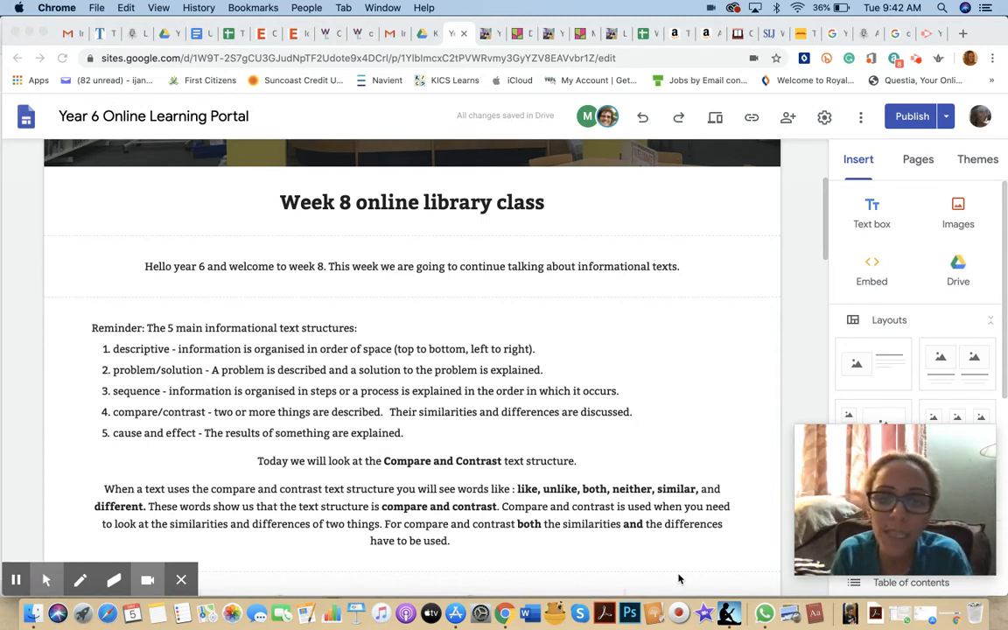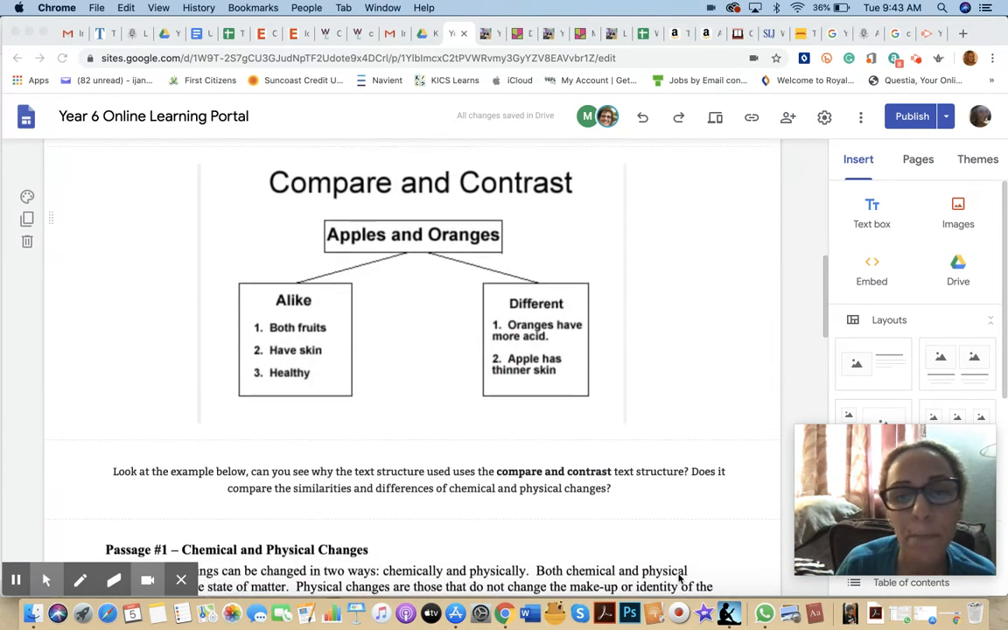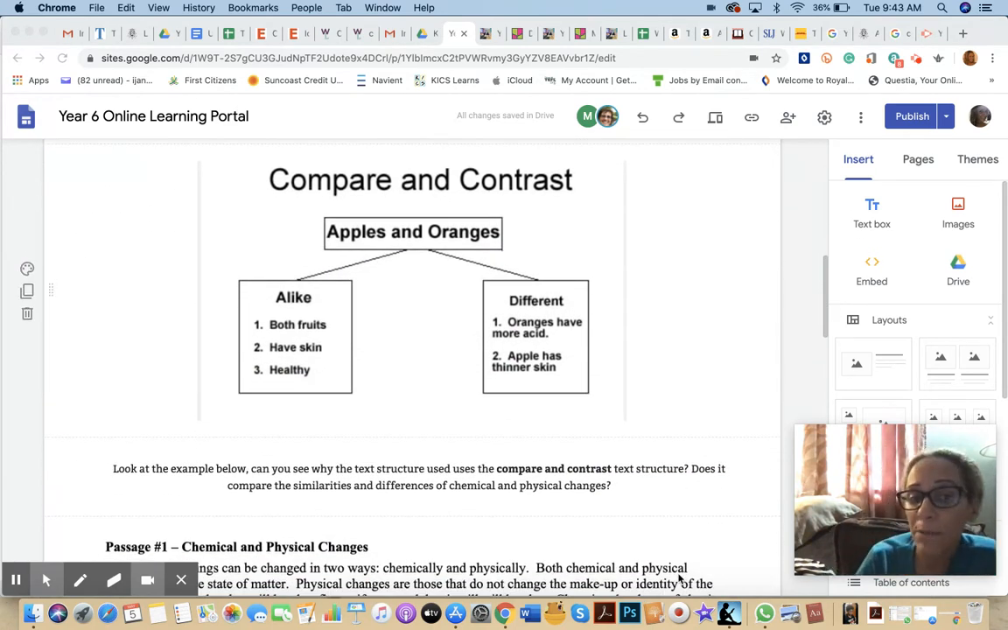So when you're using compare and contrast, you're looking for some keywords such as like, unlike, both, neither, similar, and different. And in the compare and contrast text structures, it's showing you both the similarities and the differences of whatever's being compared and contrasted. So, for example, compare and contrasting apples and oranges.